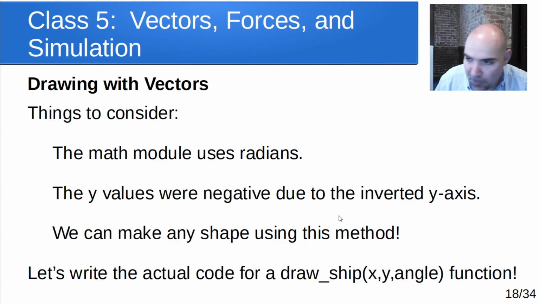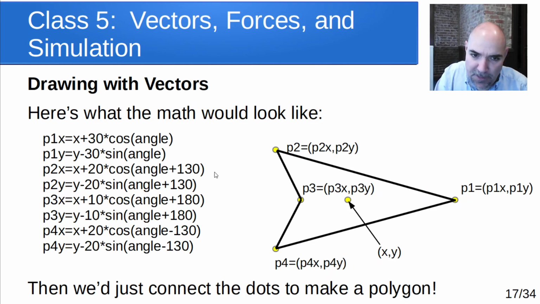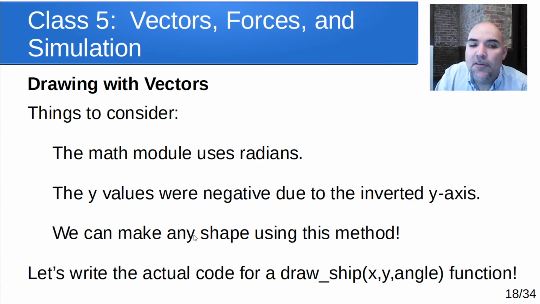And before we switch over and write some code that does that, a couple things to consider. The math module uses radians. Back over here, we were using degrees to represent these. And I think I switched from 120 to 130. I don't know why. Maybe 130 looked better. But really, we can play around with these distances, play around with these angles to really get any shape we want out from that polygon.